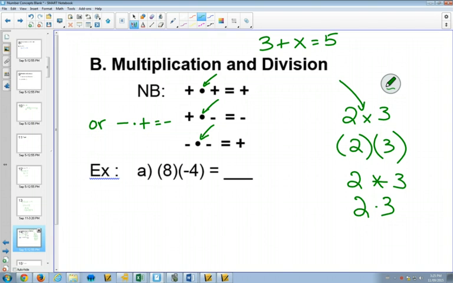Okay? So first of all, we have to be able to realize that multiplication can look in a bunch of different ways. So this first example is multiplication. What I look at is I look at the numbers, and if I had 8 and 4 and I was multiplying them, what would I get? 32. Then I look at my positives and negatives. 8 is a positive number, and the 4 is a negative number. So will my answer be positive or negative? Negative. It'll be negative. No problem.